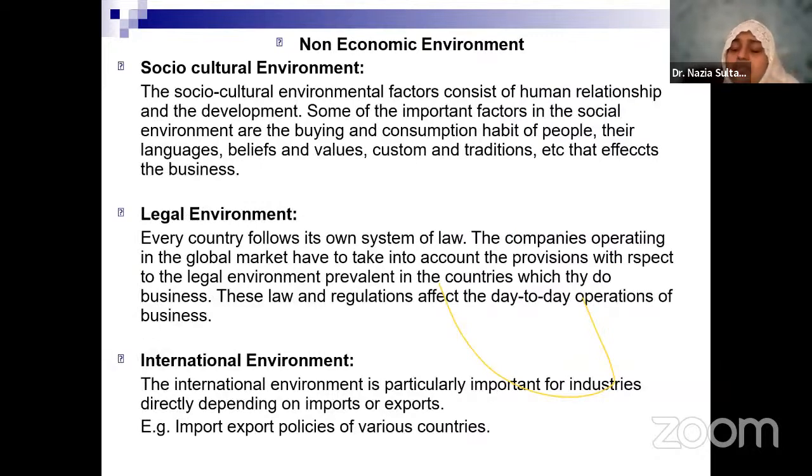Habits, customs, traditions, value systems of people who are actually living in a society, who are potential buyers for your products and services. What kind of belief system do they have? What kind of value system do they have? What kind of traditions and customs and norms do they follow? All of that will have an impact on the way businesses are being run. For example, you talk about MNCs like McDonald's who try to enter India.